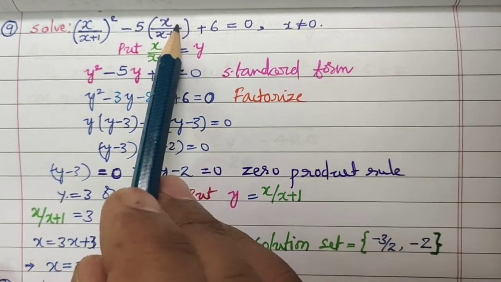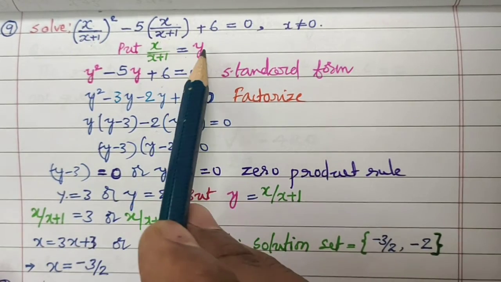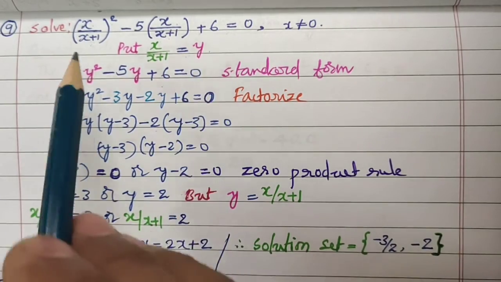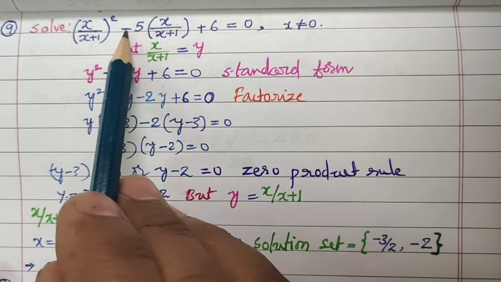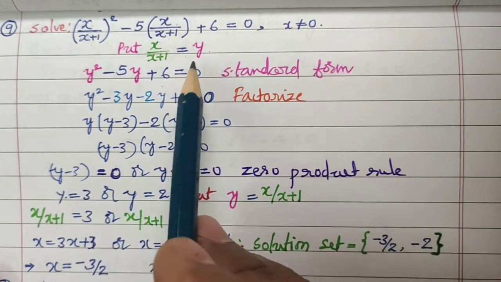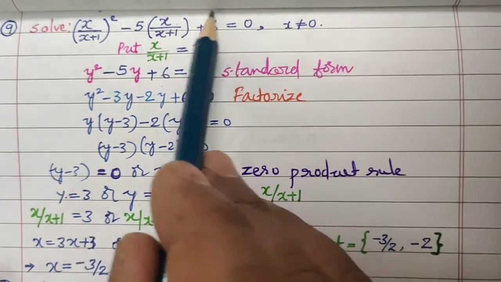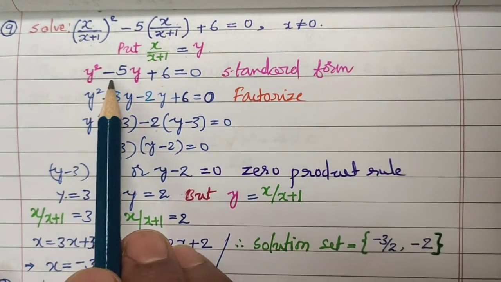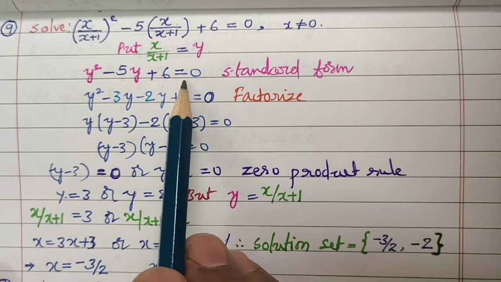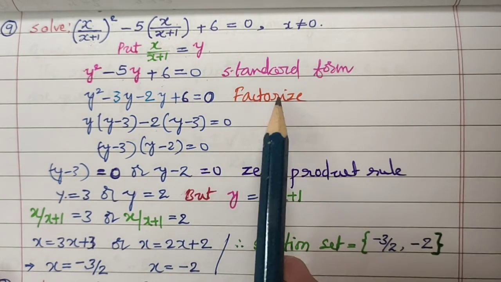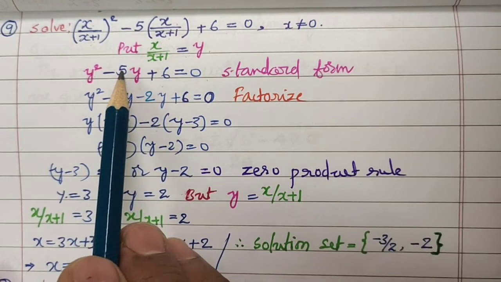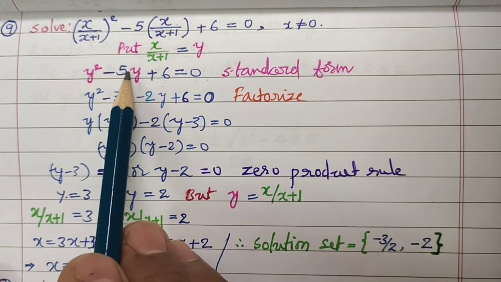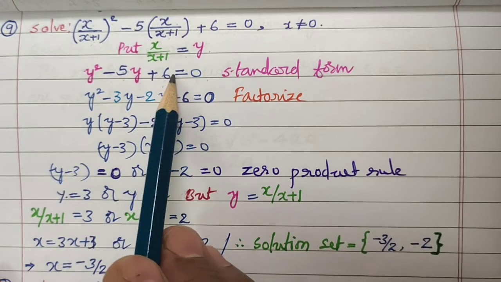When these two are the same, equate this with a single number without a denominator. Put x/(x+1) = y, then this will become y², this will become −5y + 6. So we converted this into a standard form by eliminating the denominators. That has become y² − 5y + 6 = 0. This is standard form. Now we need to factorize this. So we need to split −5 into two parts. When you add, we should get −5. When you multiply, we should get 6.